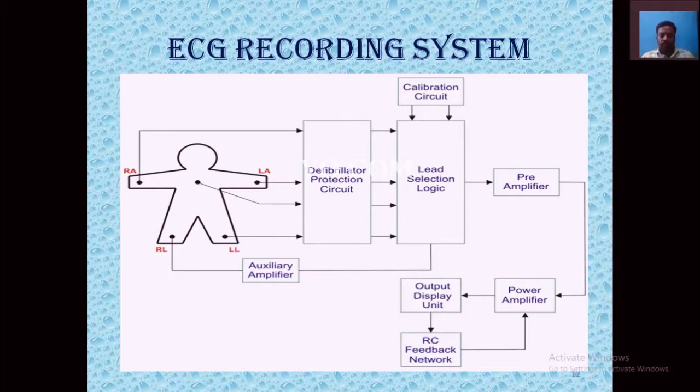Then the pre-amplifier, the output of the pre-amplifier is given to the power amplifier. The power amplifier output is given to the display unit. Then the display unit feedback is given to the RC feedback network. Then the RC feedback network is given to the power amplifier. Again, the lead selection logic is fed back through the auxiliary amplifier. So this is the basic block diagram of the ECG recording system.